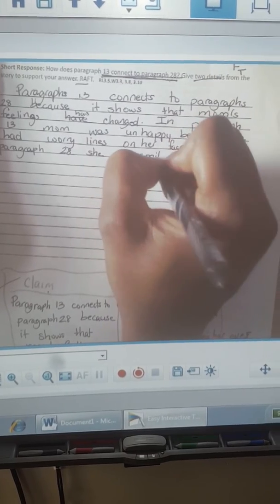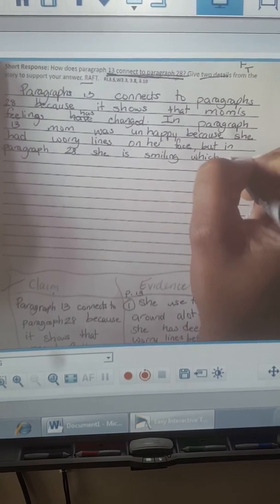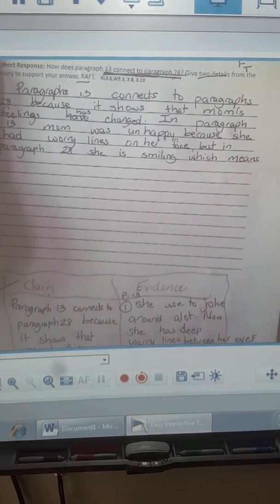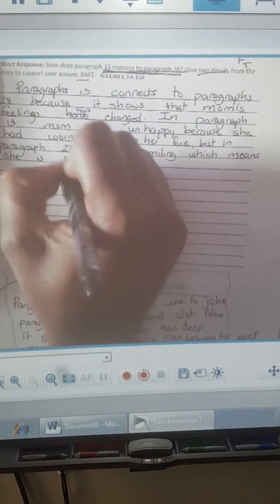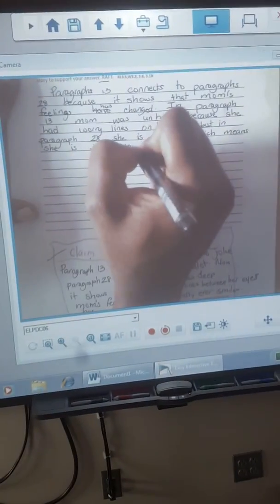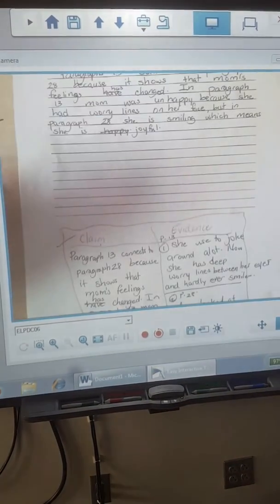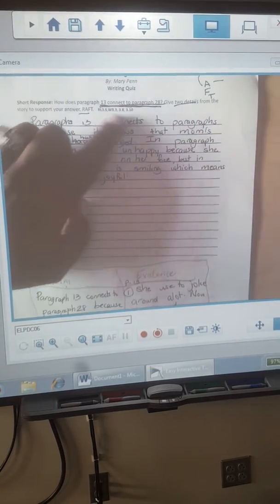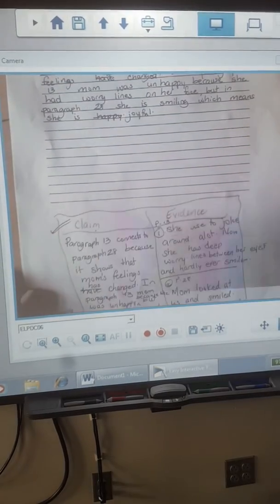Then in paragraph 13, mom was unhappy because she had worry lines on her face. But in paragraph 28, she is smiling, which shows or means she is happy. Or you might not want to say happy, you might want to say something like joyful. So trying to get third grade words, a little more complex with the writing and the vocabulary. Notice that my restate talks about both paragraph 13 and paragraph 28, which I just copied from my claim. Now that I did that, put a check mark, you're done.